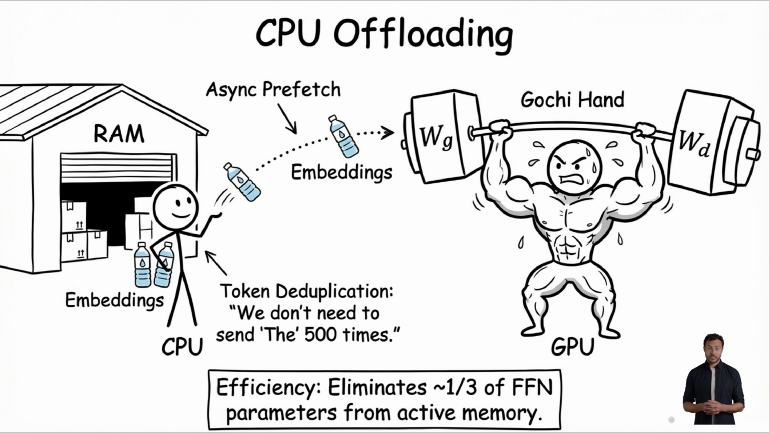Also, in a batch, the same token can appear many times, so we do not need to send it 500 times. We send it once, then reuse it for every occurrence. The efficiency line at the bottom quantifies the payoff. By offloading the replaced component, about 1/3 of the feed-forward network parameters are removed from active GPU memory.